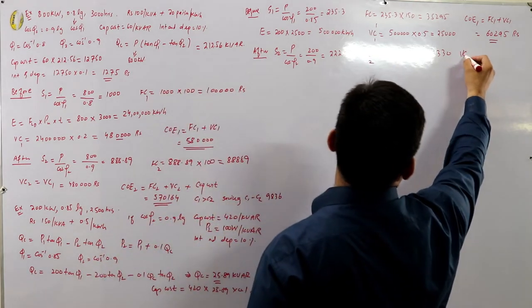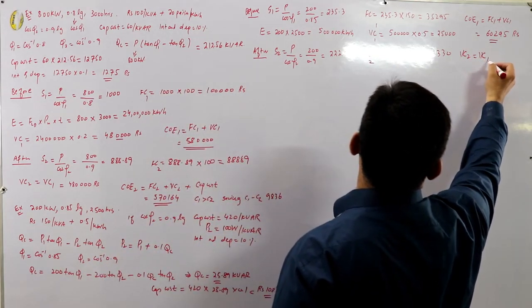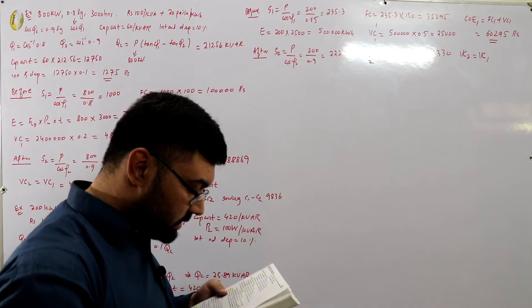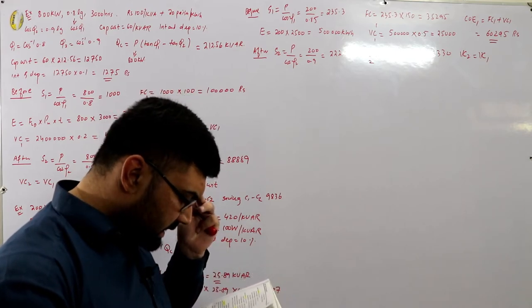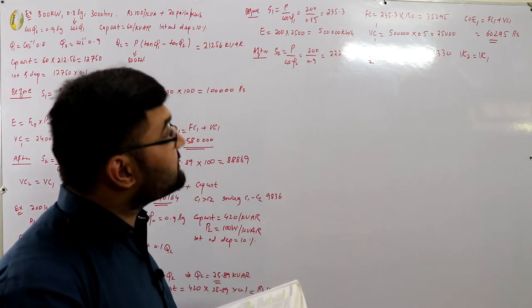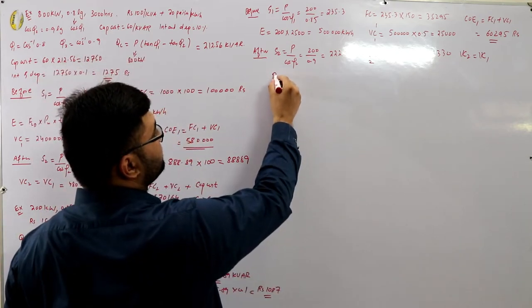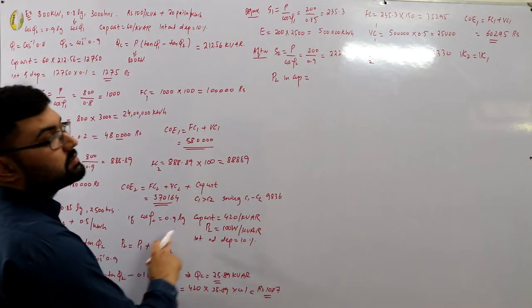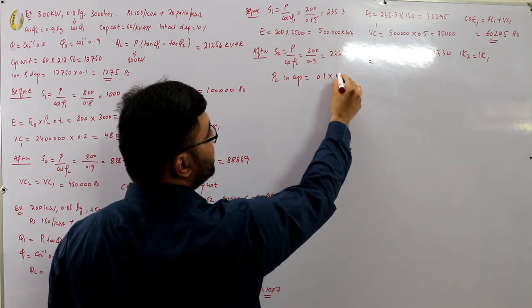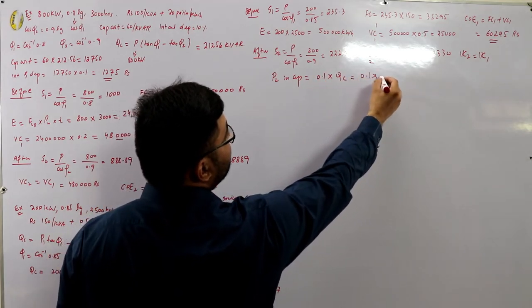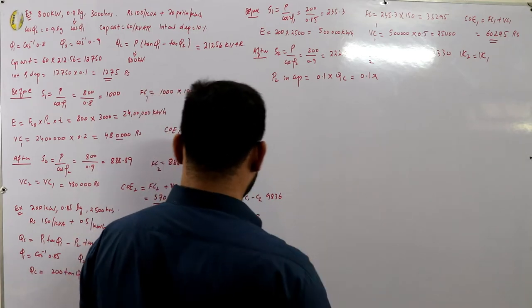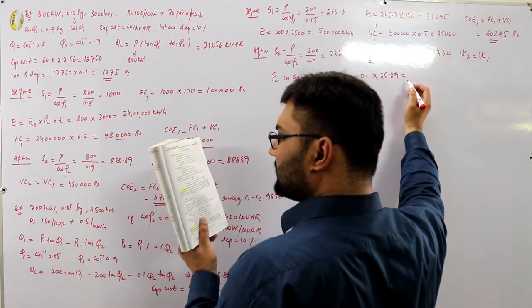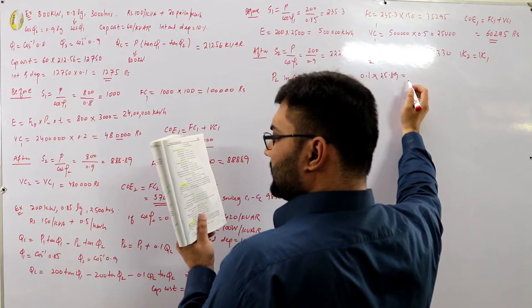Now the variable cost 2 would be the same as variable cost 1. But you also have to include the loss in the capacitor. So the loss in the capacitor is what? Power loss in capacitor is 0.1 times the rating, and the rating is QC. So 0.1 multiplied by QC, where QC is 25.89. So this comes out to be 2.589?